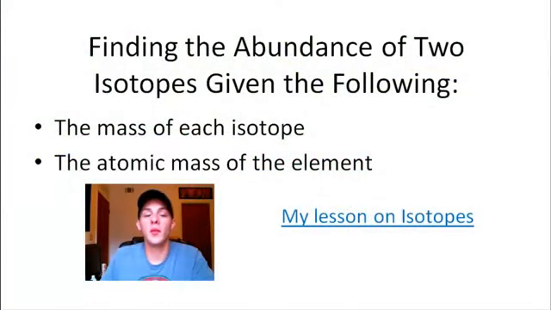Hey, what's up everyone? In this video we're going to do a problem where we find the abundance of two isotopes of an element given the following information. We're going to be given the mass of each isotope of the element, and we're also going to be given the atomic mass of the element.